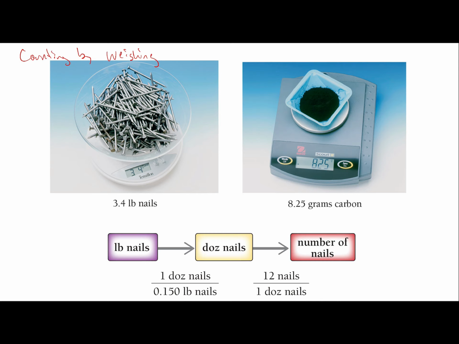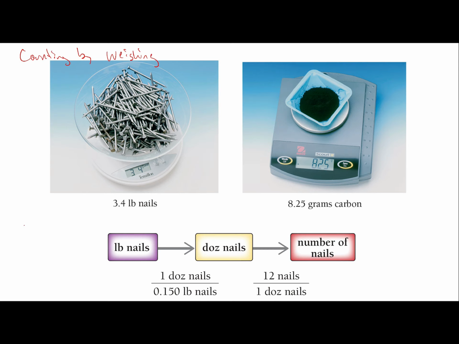They just weigh them. So you don't have to necessarily buy a pound, but they would throw your nails on a scale, and then there would be a calculation that would figure out essentially how many nails you were buying. So this problem is similar to asking how many atoms are in a given mass of an element. So saying how many nails are in 3.4 pounds of nails is the same as saying how many carbon atoms are there in 8.25 grams of carbon.